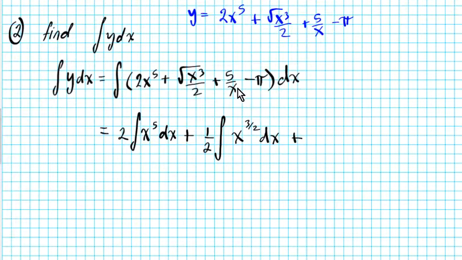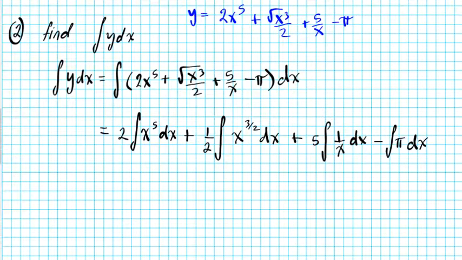plus 5/x is 5 times 1/x, right? So I'll factor out the 5, and I'll write this as the integral of 1/x dx, and then I'll integrate pi dx.